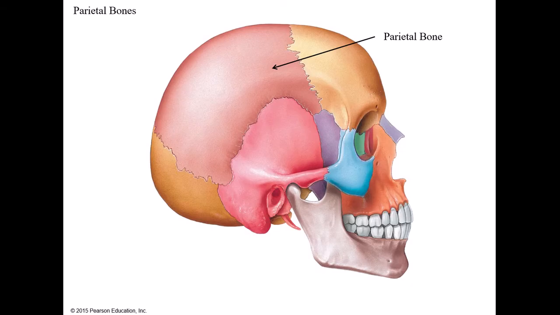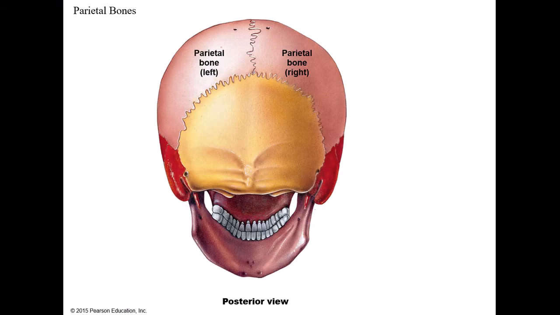The next bone is the parietal bone. We have two of them. There's one on the right and there's one on the left. For our lab, there are no landmarks that you have to know. You just have to know the right and the left parietal bones. So this one happens to be the right parietal bone. From a back view, this is the right parietal bone, and then this one would be the left.